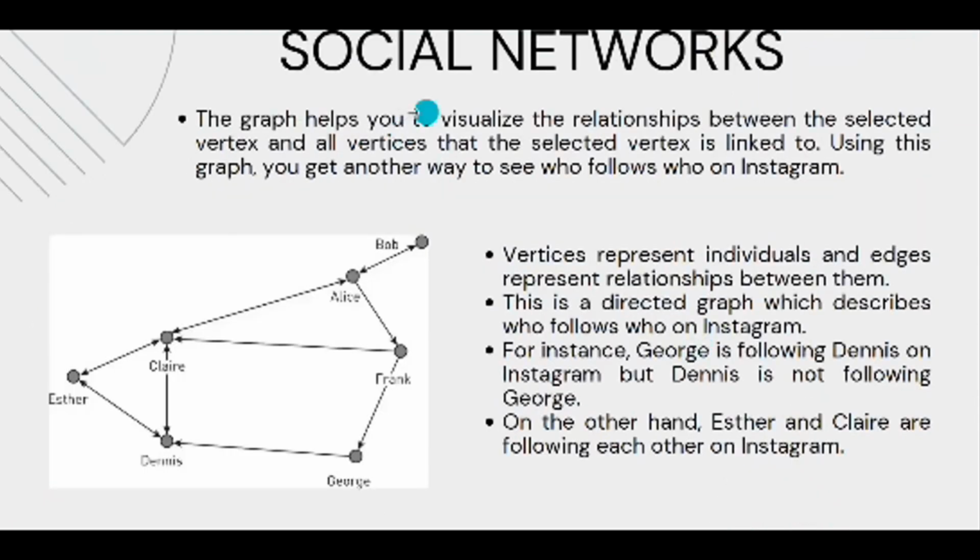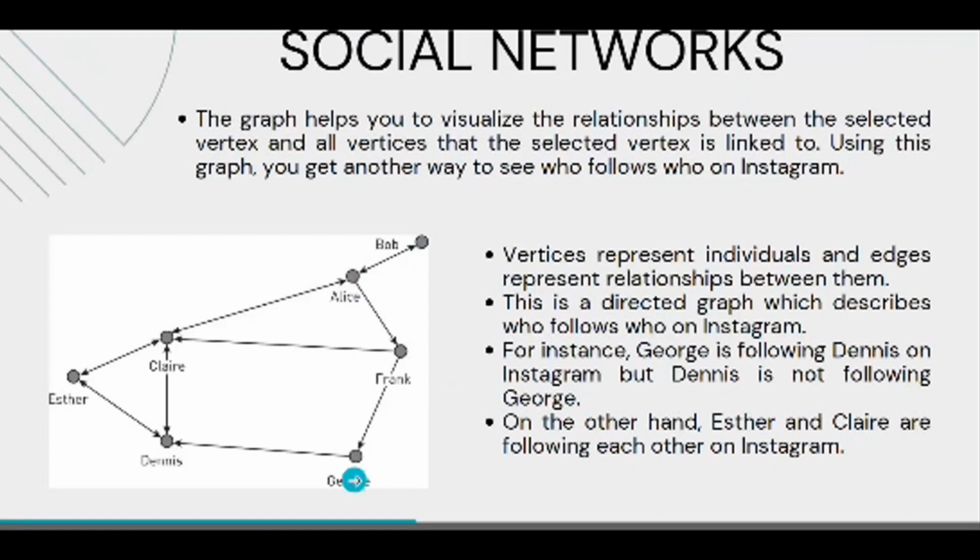Okay, first, social networks. The graph helps you to visualize the relationship between the selected vertex and all vertices that the selected vertex is linked to. Using this graph, you get another way to see who follows who on Instagram. So the vertices represent the individuals and the edges represent the relationships between them. This is a directed graph which describes who follows who on Instagram. For instance, George is following Dennis on Instagram, but Dennis is not following George. On the other hand, Esther and Claire are following each other on Instagram. So from this graph, we can know who follows who on Instagram.